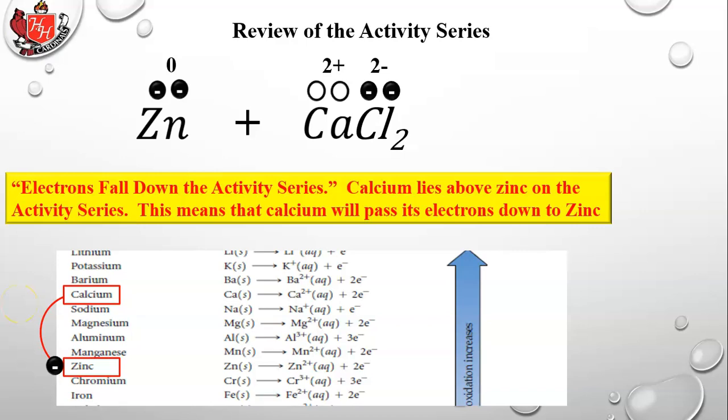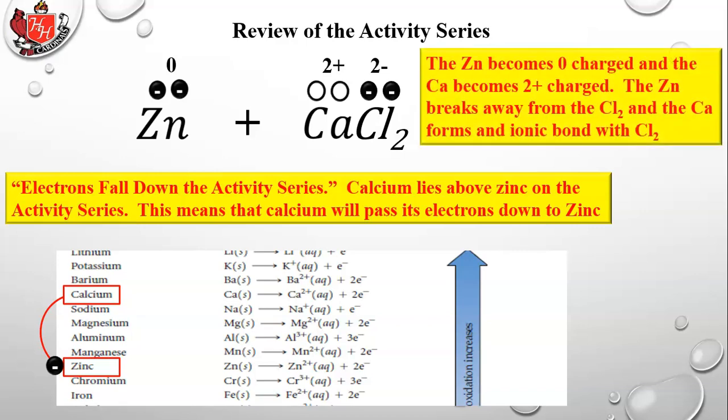This movement of electrons between metals like this is going to be central to our studying of oxidation reduction reactions, redox reactions, and electrochemistry. So the zinc becomes 0 charged, and the calcium becomes 2+ charged. The zinc breaks away from the chloride ions because it no longer has a charge to hold it to the chlorides, and the calcium, which now has a 2+ charge, forms an ionic bond with the chloride. So the zinc and the calcium switch places.